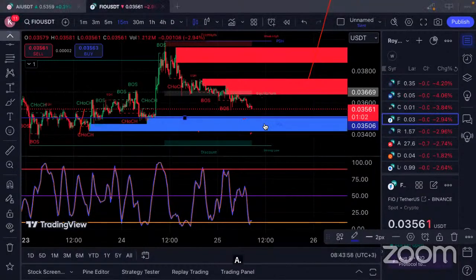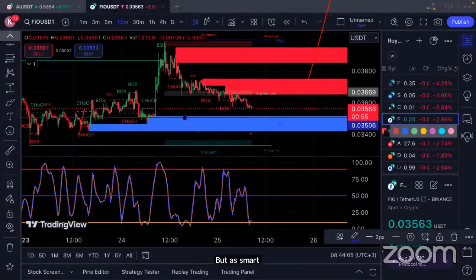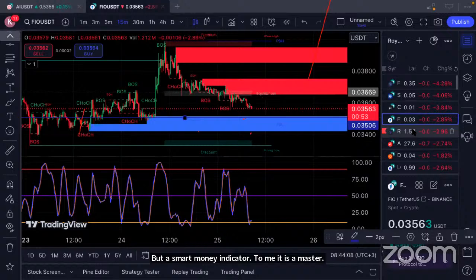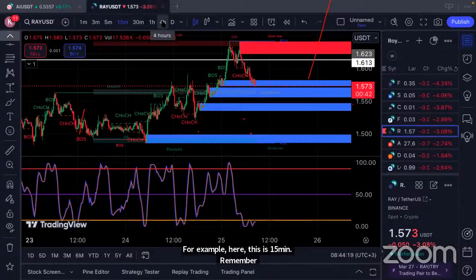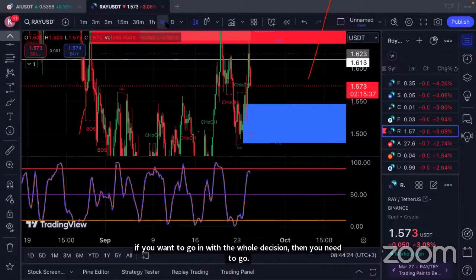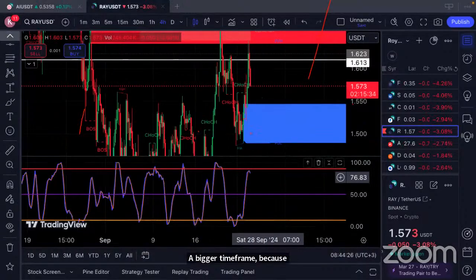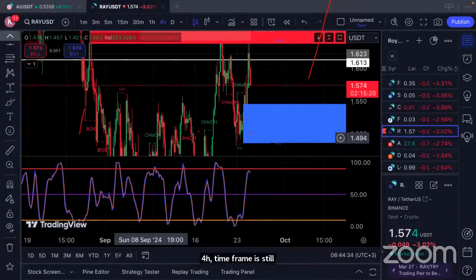Now tomorrow, that's when I'm going to start combining indicators. But a smart money indicator, to me, is a must-have indicator when someone is analyzing the market, to help you see. For example, here, this is 15 minutes, remember. If you want to go in with a bold decision, then you need to go for a bigger time frame because you'll find that things are a little bit different. For example, when you check this coin in the 4-hour time frame, it's still dropping. So you could go and set up a preset price. At this price, open up your margin calls.